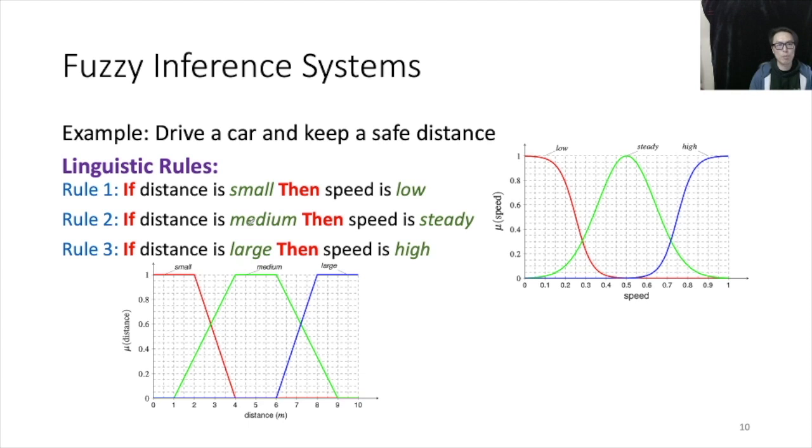We have the green line, the trapezoid, and the blue line represents large. Yeah, so I just consider from 0 to 10 meters. And now the speed: low, steady, high.